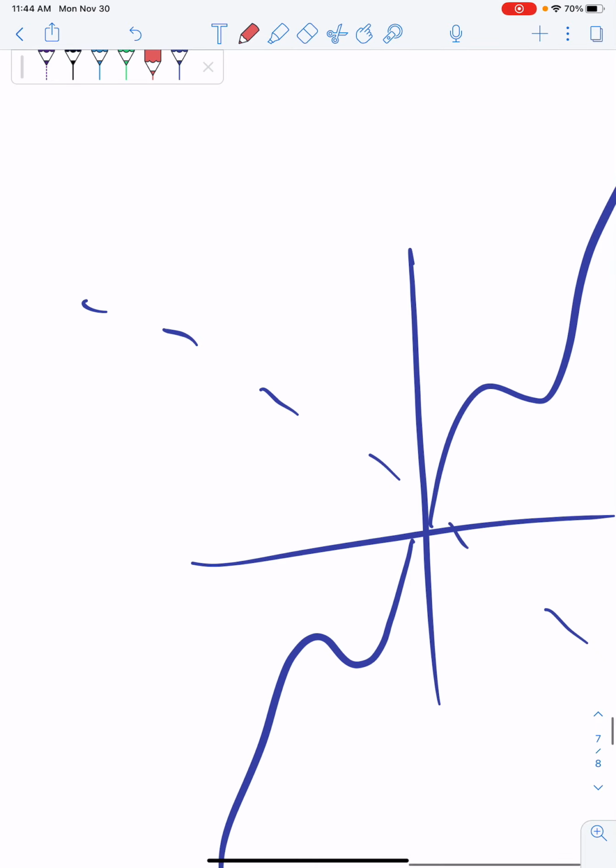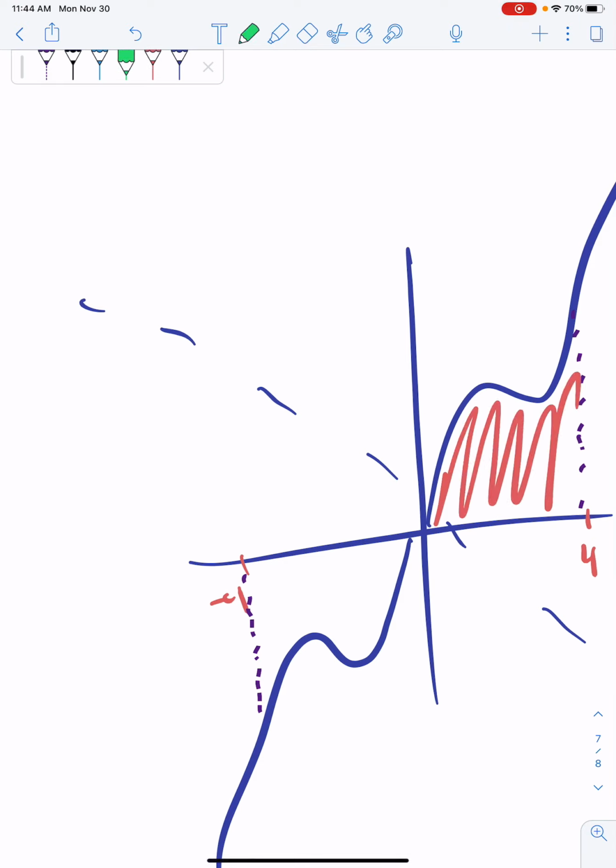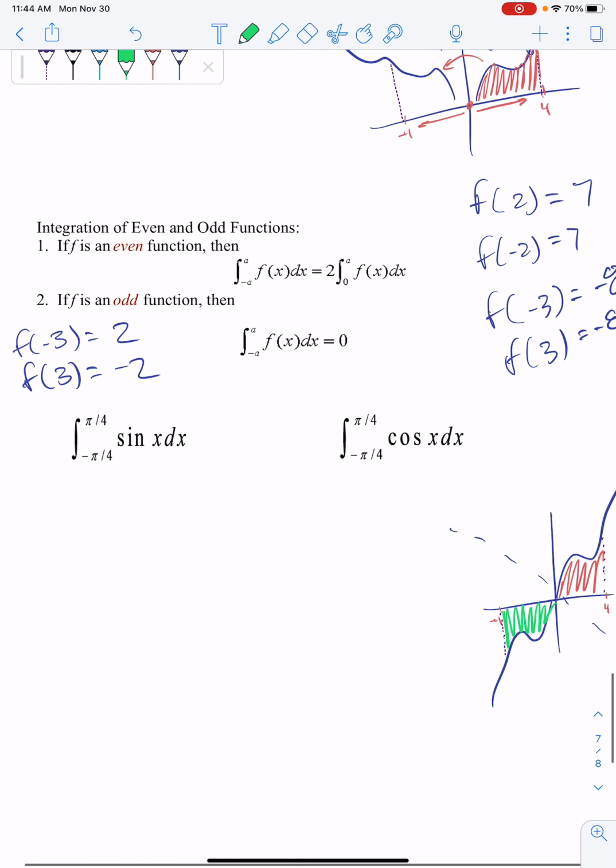If I zoom in on my odd function, and again, I know I'm not to scale, live with it. If this is 4, if this is negative 4, then whatever's happening on the right above the x-axis is happening on the left below the x-axis. So whatever I get up here from 0 to 4 cancels out everything from 0 to negative 4. So the integral from negative a to a of f of x is 0. Okay? So looking at these functions, negative pi fourths to pi fourths of sine of x dx.